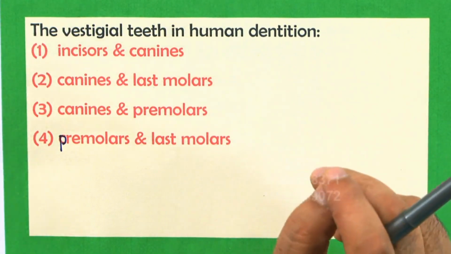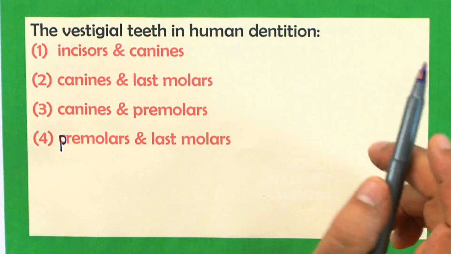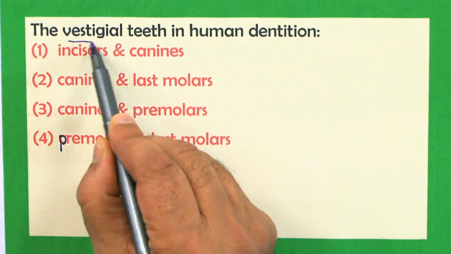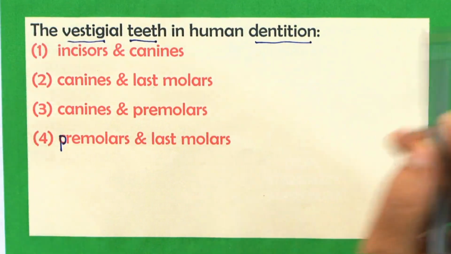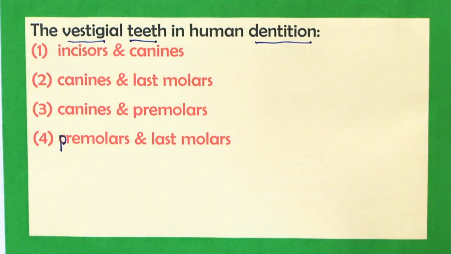Three terminologies are very important for us. One is vestigial, second one is teeth, third one is dentition. What do we mean by dentition? I hope all of you know. Dentition refers to the set of teeth in an individual. We also know teeth as masticating structures.